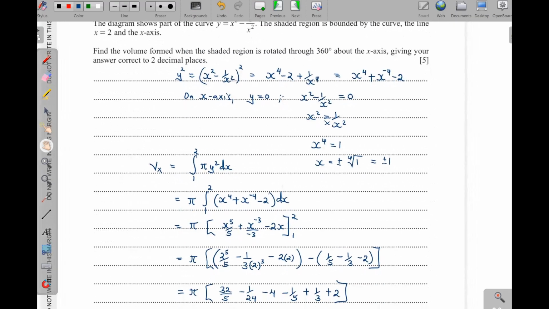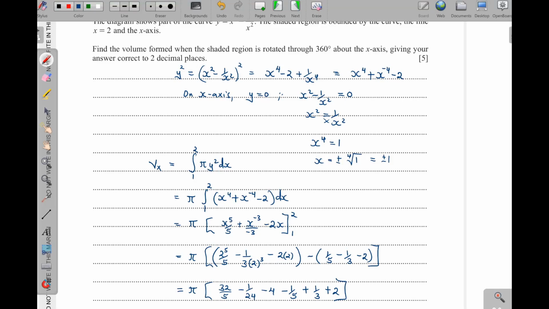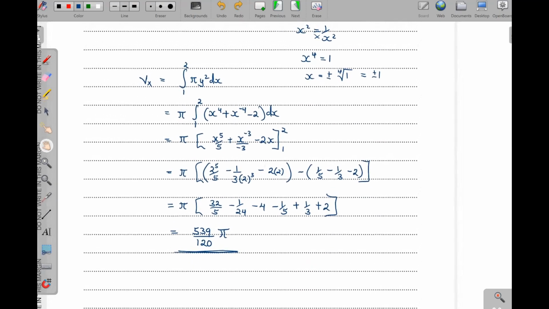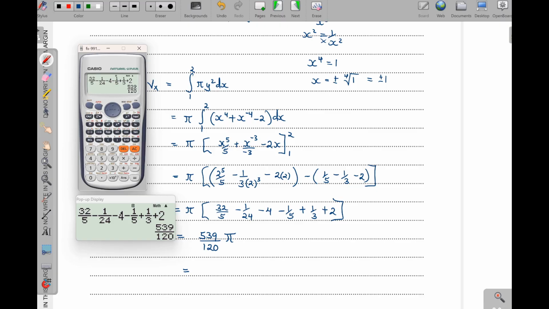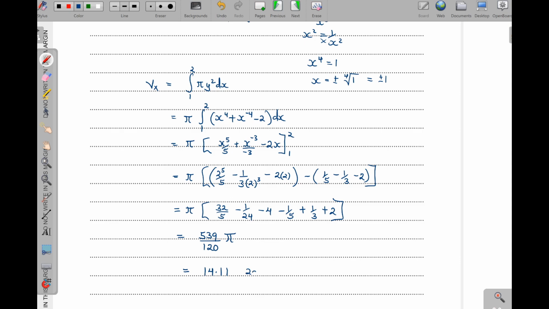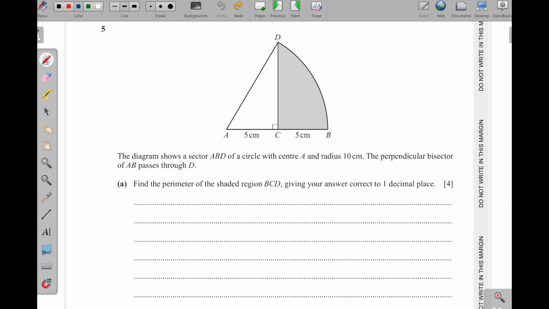Let me see, what did they tell us? They said we give our answer correct to 2 decimal places. So if you leave it here in terms of pi, then you will get a 0, because you have not followed the instructions. So what is this one to 2 decimal places? There is a pi, so the answer we have here, I will multiply it with pi. Then we have 14.11. That is to 2 decimal places. As simple as that.